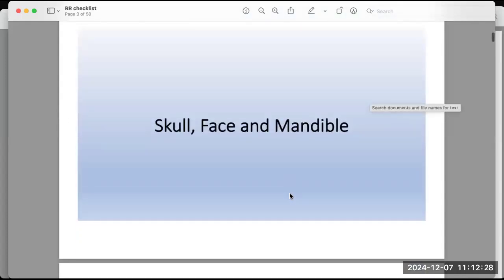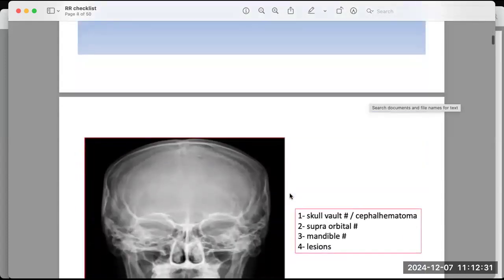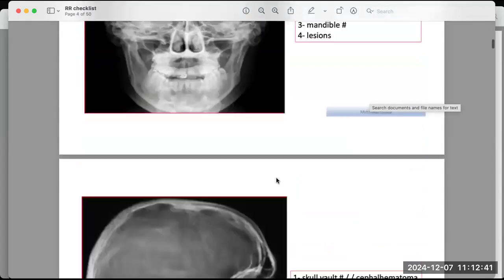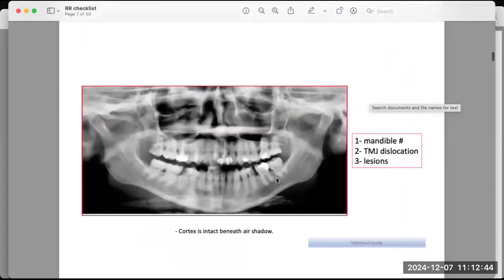Okay, and please go through this PDF every day. It will take you 5 minutes daily to memorize the views, and for each view, what abnormalities could come in this view. And don't forget, don't mess up.